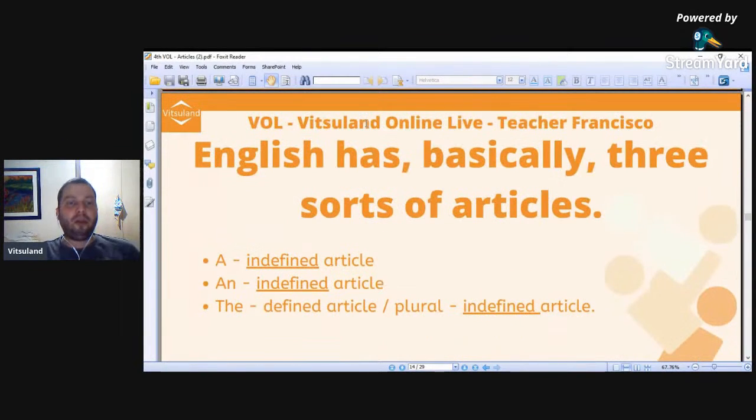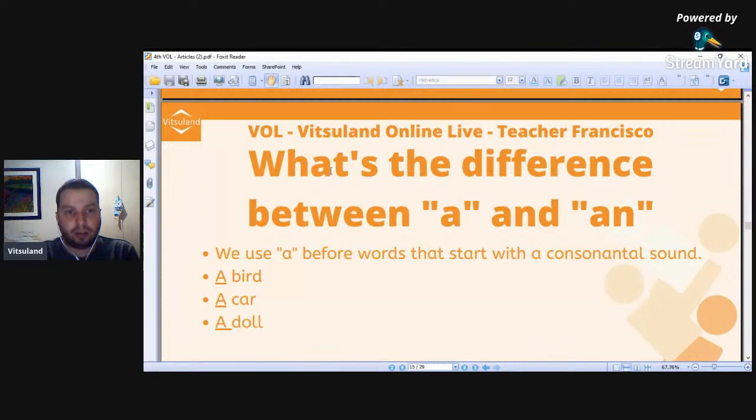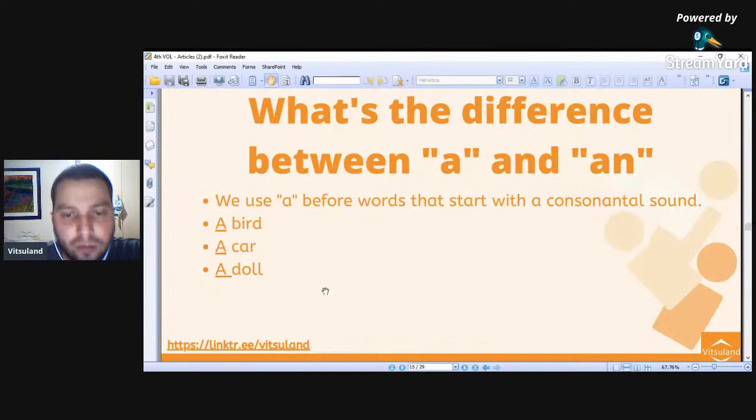So first of all, if we have here A and AN as indefinite articles, what's the difference between A and AN? How can we differentiate these two articles? So we use A before words that start with a consonantal sound. Okay, sorry, with a consonantal sound. So a sound of a consonant. Okay, a bird, a car, a doll. So here we have A. We have just a bird, a car, a doll.